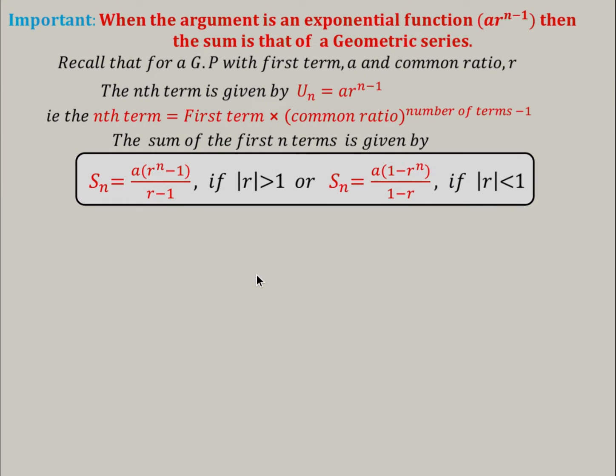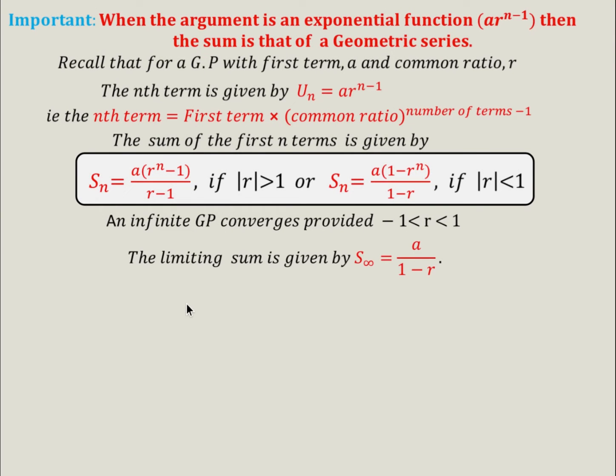There is also the formula for an infinite geometric series that converges, and a geometric series would converge provided r lies between negative 1 and 1, or the absolute value of r is less than 1. And the formula for the limiting sum when it converges is given by sum to infinity equals a all over 1 minus r, which is actually obtained in this case where the absolute value of r is less than 1.